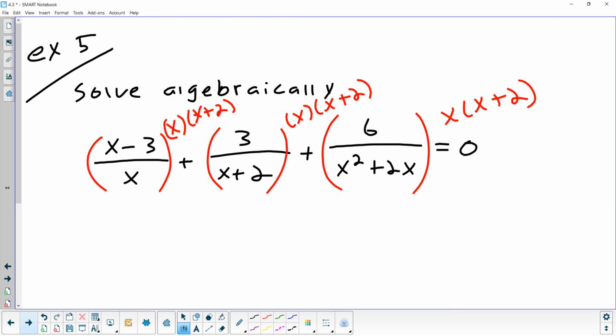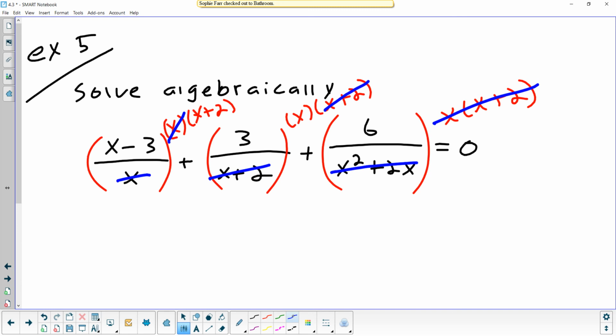Michael, what cancels in the first fraction? X. So x gone. All right. Julie, what cancels in the second fraction? X plus 2. And how about Maddie, what cancels in the third fraction? Both. So now anything that's left is a distributive property.